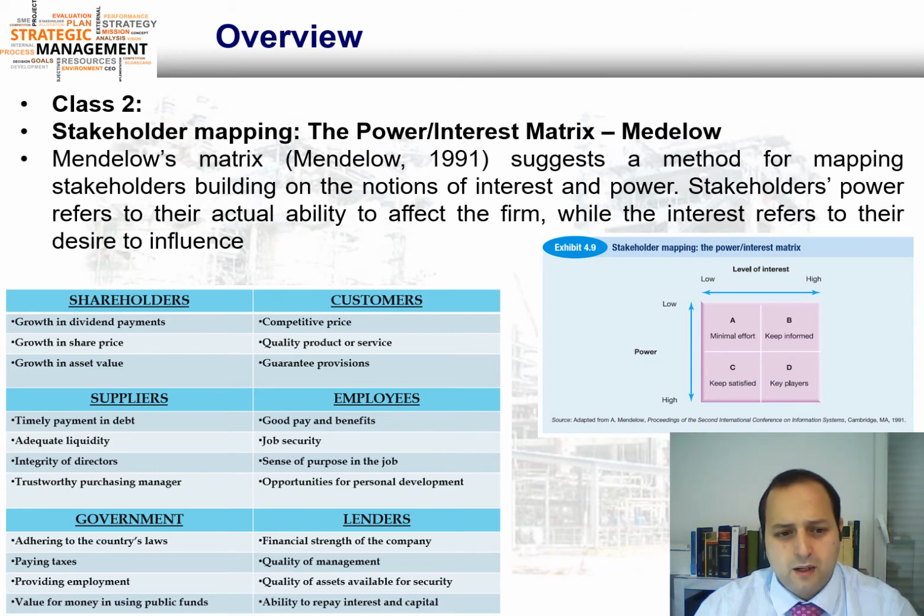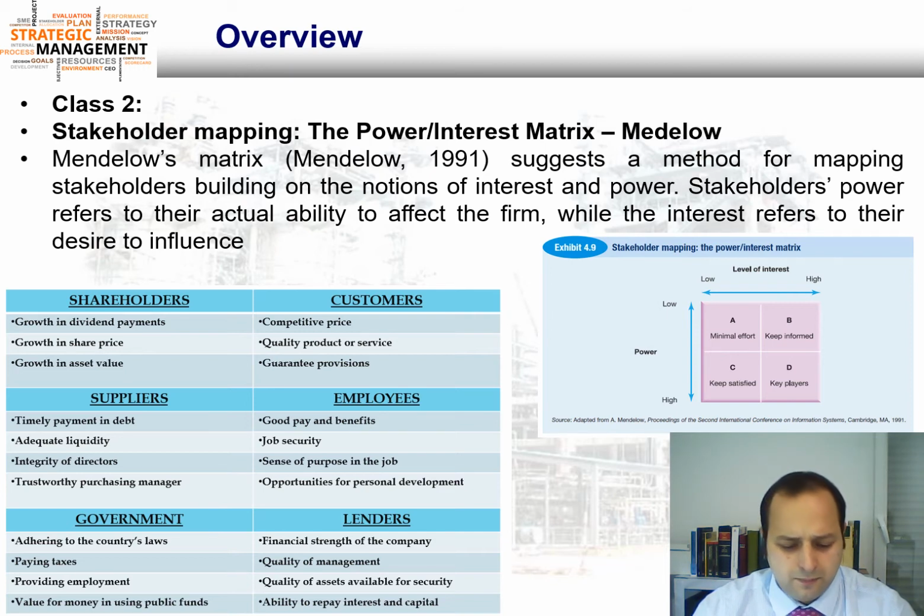As you may be aware, there are a lot of different expectations depending on the stakeholders. Here you have a couple of examples. The expectations are not the same for the shareholders and the customers. The shareholders would expect growth in dividend payments, growth in the share price, or growth in the asset value. Instead, the customers desire a competitive price, a quality product or service, and a guarantee on the products.